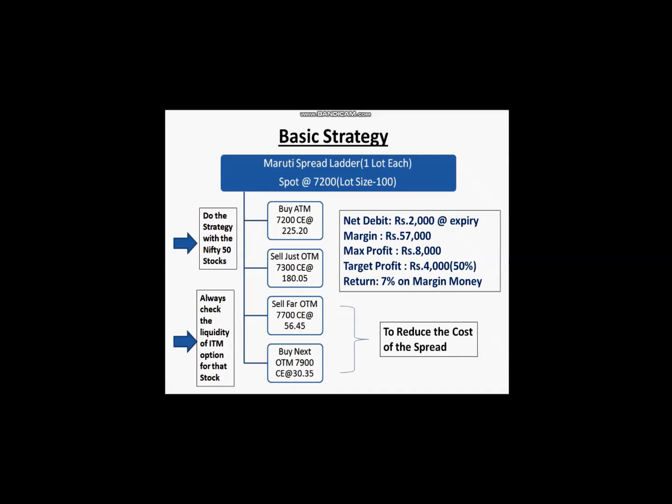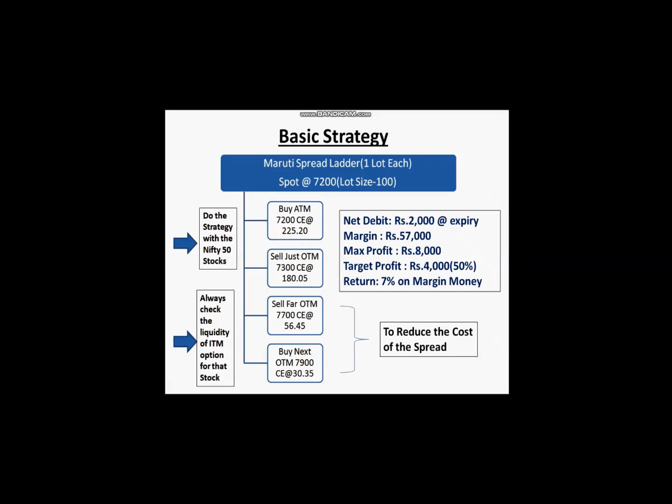The price is around 225 rupees 20 paise. I am going to sell one out of the money call option of 7,300 strike price. The price is around 180 rupees. So it is basically a debit spread.